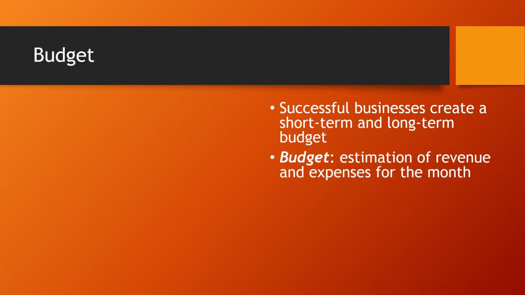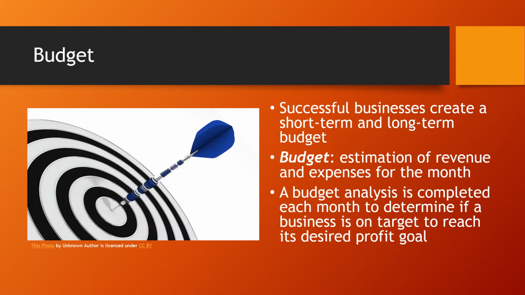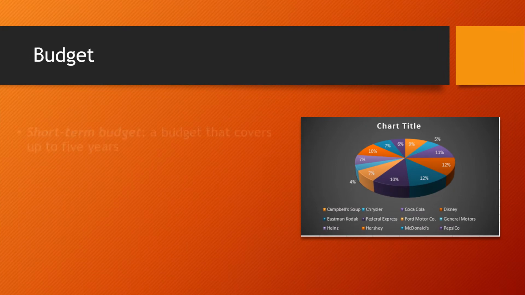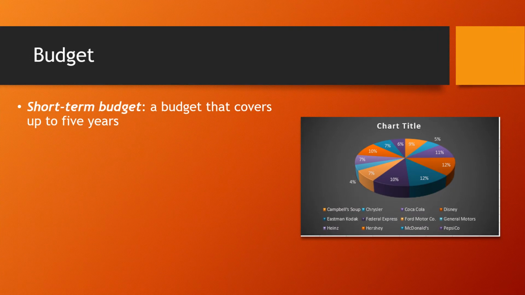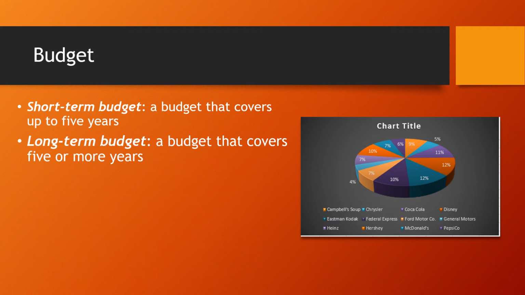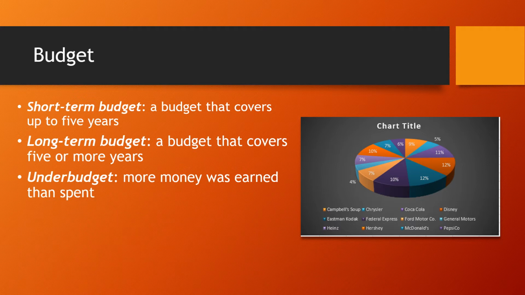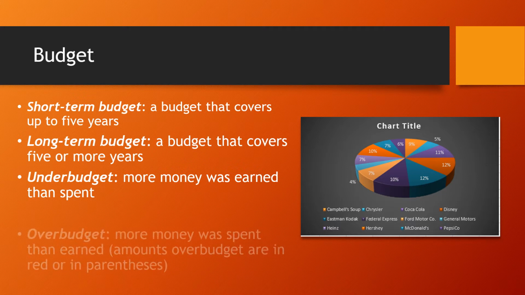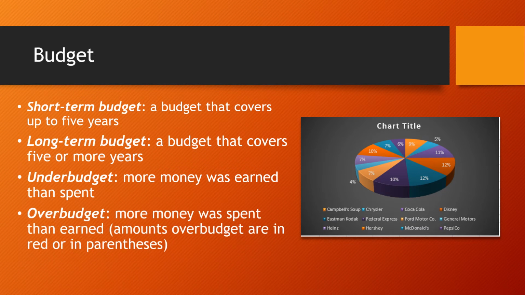Budget is the estimation of the revenue and expenses for the month. A budget analysis is completed at the end of each month to determine if a business is on target to reach its desired profit goal. Short-term budgets cover up to 5 years. Long-term budgets cover 5 or more years. It is said that a business is under budget when more money was earned than spent. A business is over budget when more money was spent than earned.